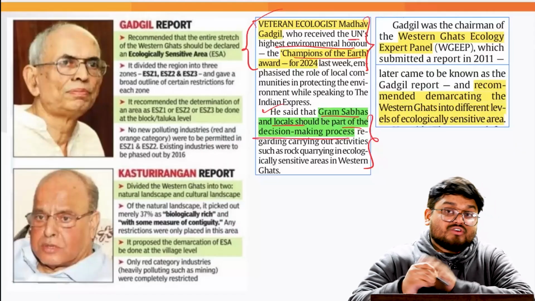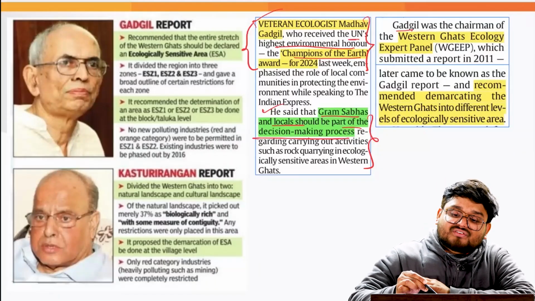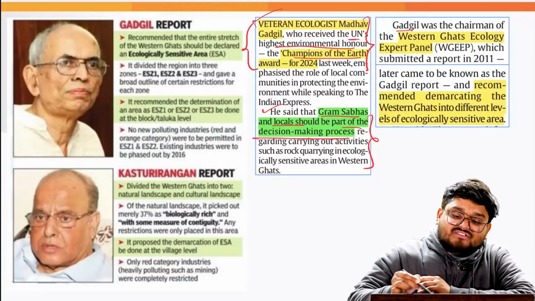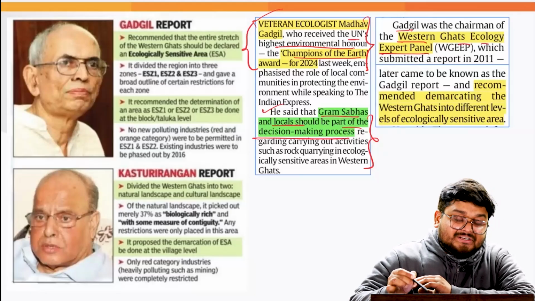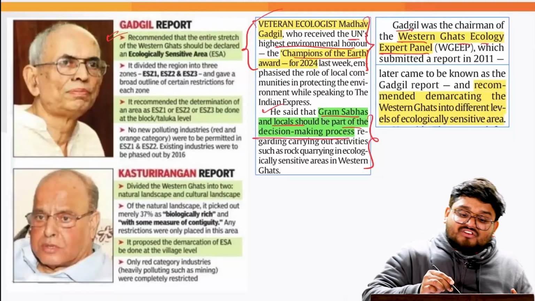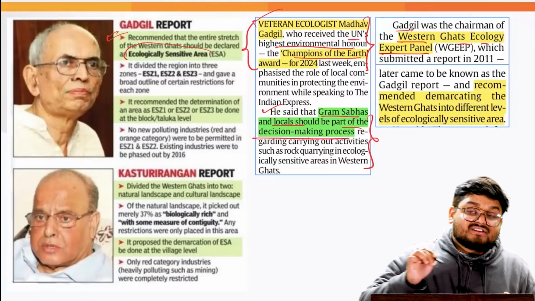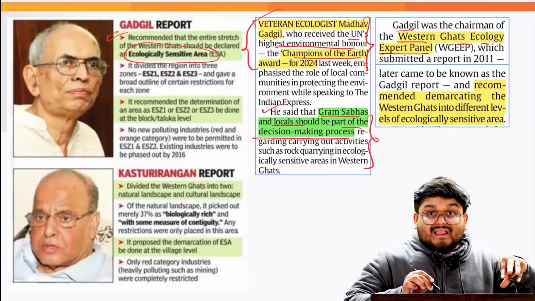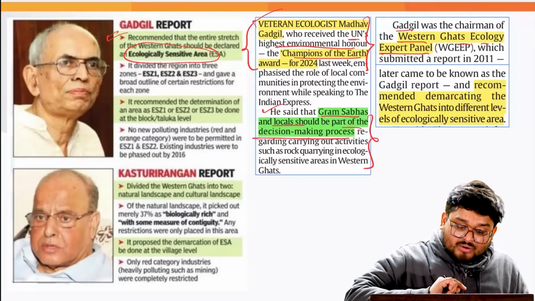Now, to remind all of you, Gadgil was the chairman of the Western Ghats Ecology Expert Panel, right? This panel recommended that the entire stretch of the Western Ghats should be declared as an ecologically sensitive area, where mining and quarrying activities should be immediately stopped, right?